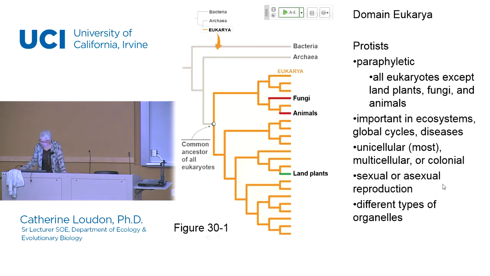What else can we say about protists? Well, protists can have sexual or asexual reproduction, or even both, in very complicated life cycles, and we'll see some examples of this later on. So they can have very, very complex life cycles.